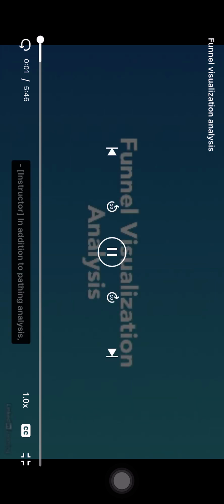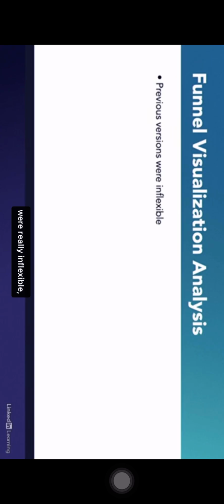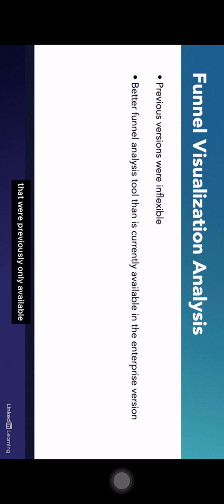In addition to pathing analysis, another one of the drastically improved features of GA4 is traditional funnel analysis. It is much better. Previous versions of Google Analytics funnels were really inflexible. They really only worked if your site just happened to line up exactly to how they were designed to work, and most of it didn't. Now, the new version pulls in features that were previously only available in the enterprise version of GA. It's actually even a little bit better.